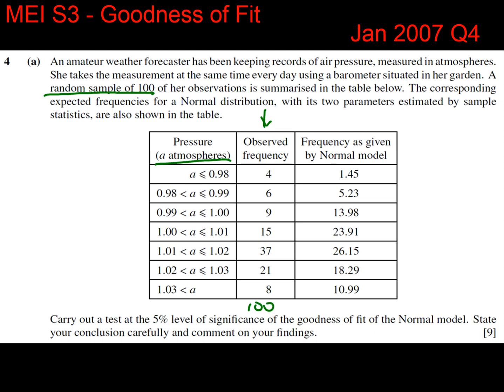And then they're saying to us, the corresponding expected frequencies of a normal distribution with its two parameters estimated by sample statistics is also set out. So that's our expected, isn't it? F of E. But remember that they've estimated the two parameters, the mean and standard deviation. So we need to use those when we get to the degrees of freedom. So we know what our frequency observed and our frequency expected are.